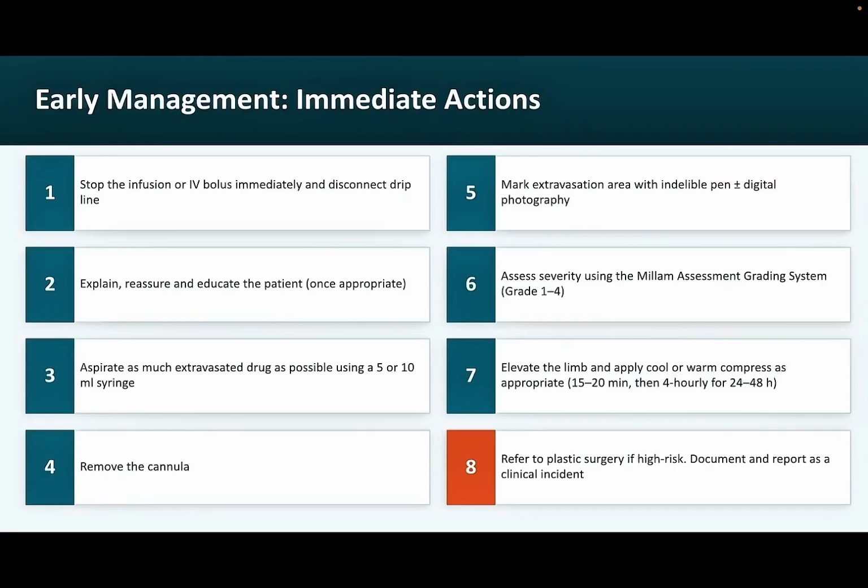There is a score called the Millam Assessment Grading Score. According to this score, we can assess the severity. I will discuss this as well. And elevate the limb, apply cool or warm compression according to the drug, initially for about 15 to 20 minutes and then 4 hourly for 24 to 48 hours. We may have to refer high-risk patients to the plastic surgical department, and document and report the critical incident.